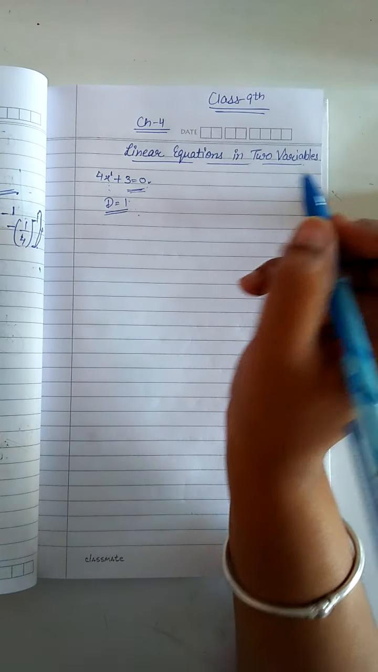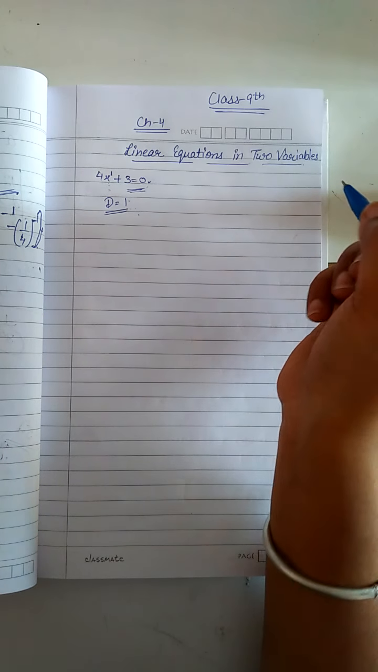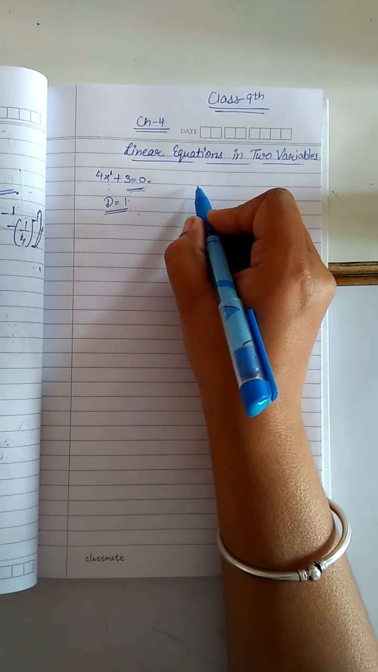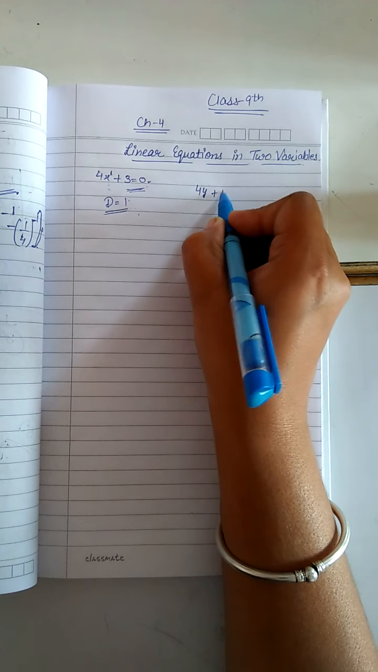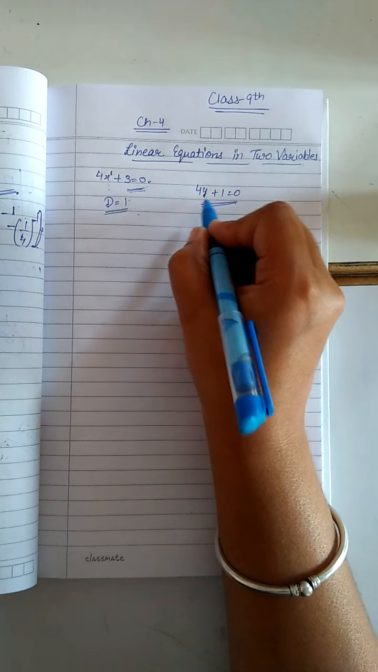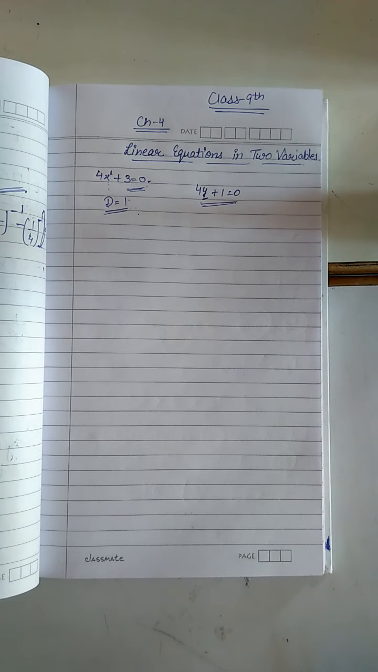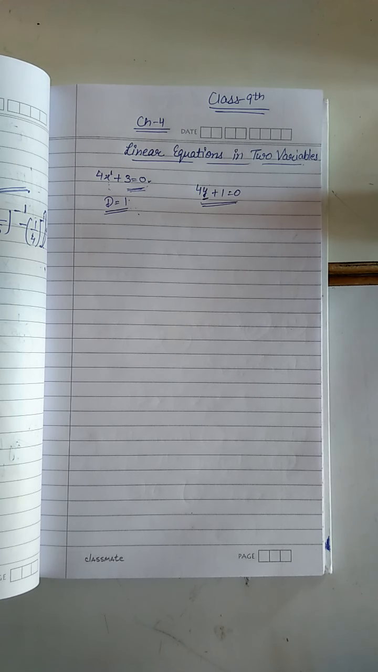Clear? So now we will learn about linear equations in two variables. As you see, 4y plus 1 is also a linear equation but in one variable. Here the variable is y. Also, you know very well that a linear equation in one variable has a unique solution, meaning one and only one solution.